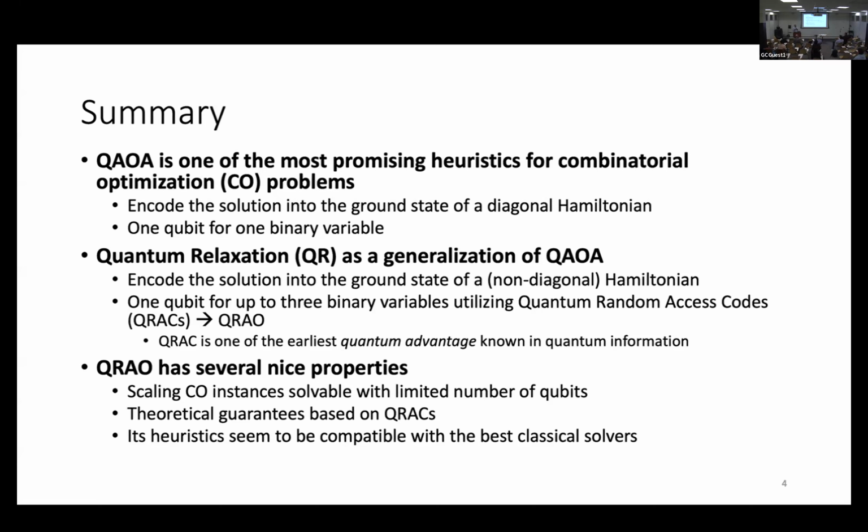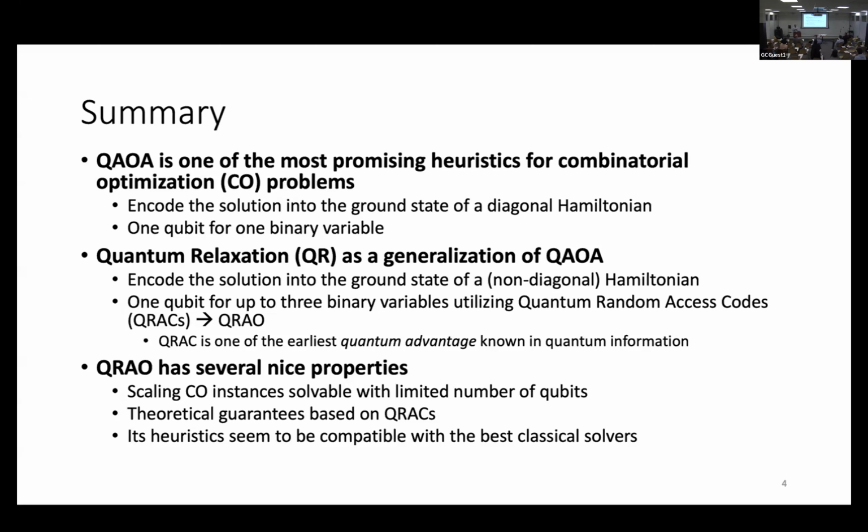During this presentation, I'll argue that there's an algorithm called quantum relaxation, which I believe is a generalization of QAOA, where you don't need to think about a diagonal Hamiltonian. We can encode the solution of our problem into the ground state of a non-diagonal Hamiltonian. This is based on a quantum information primitive called quantum random access codes, or QRACs, where we can use a qubit to encode up to 3 binary variables. This is kind of the earliest quantum advantage known in quantum information.